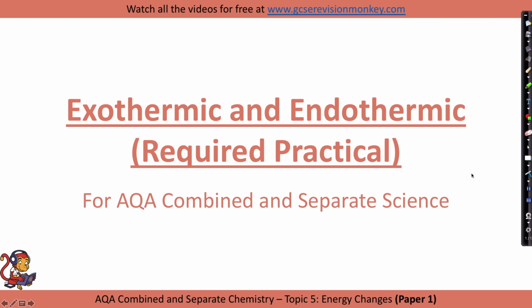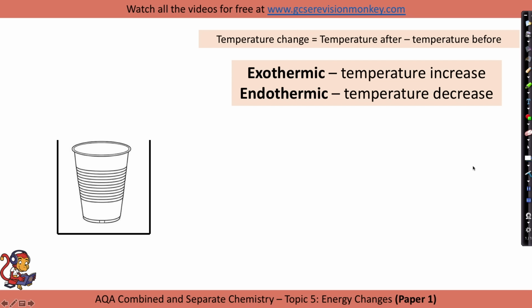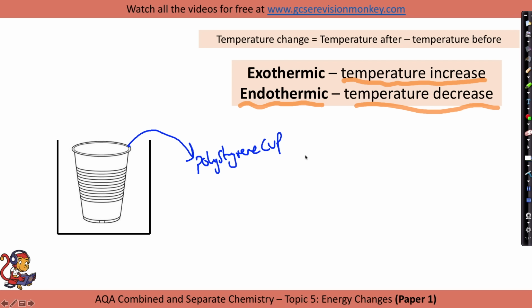Exothermic and endothermic required practical. First of all, let's remind ourselves what an exothermic and an endothermic reaction mean. With an exothermic reaction, heat is released into the surroundings. That causes a temperature increase. And with an endothermic reaction, heat is taken in from the surroundings, causing a temperature decrease. So for this practical, rather than using a beaker, we use a plastic or a polystyrene cup, because this is a really good insulator, so it reduces heat transfer, because we want to measure an accurate temperature change.